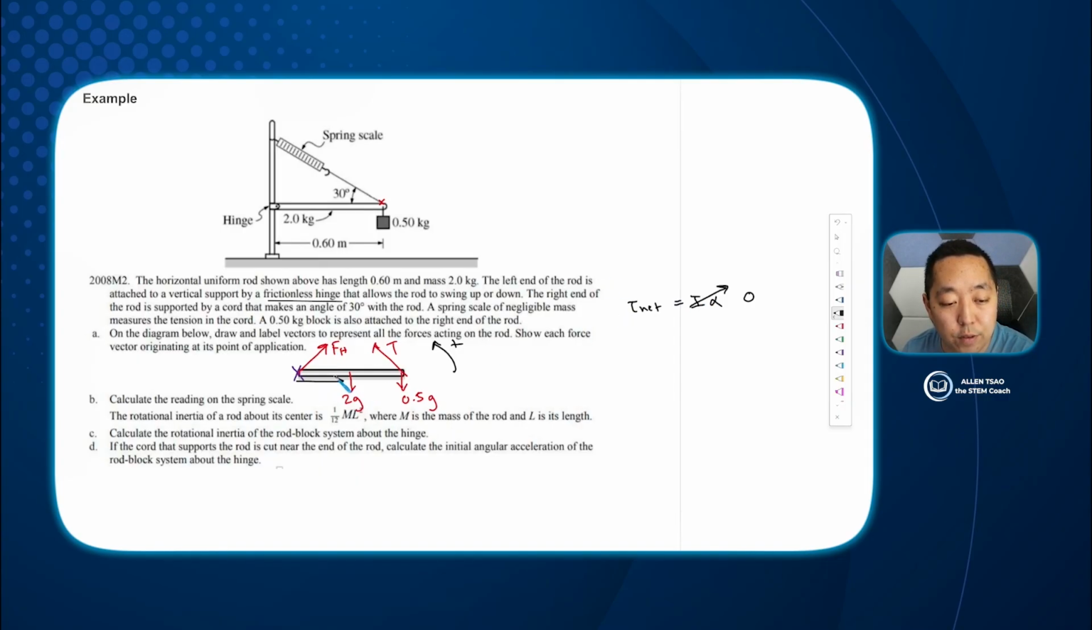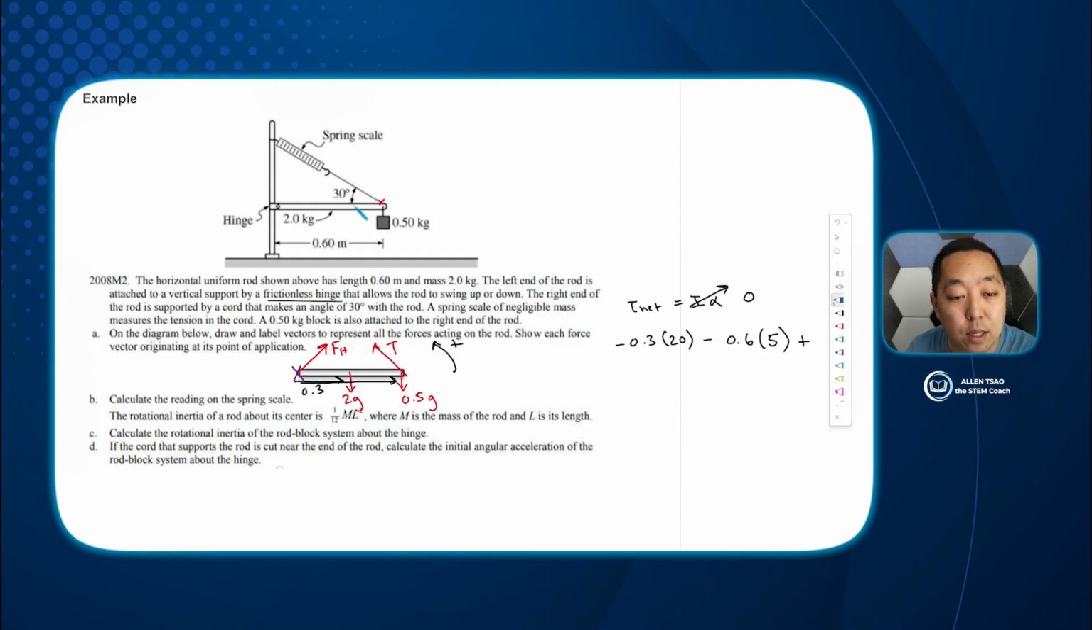The 2G, the R vector looks like this. That's 0.3 meters, half the distance of the rod. And that's a negative torque because pulling down there would cause the beam to rotate clockwise. So that's going to be negative 0.3 times 2G. And I'm just going to use G of 10 and make that 20. Then we're going to do the 0.5 G. That's also going to be a negative torque. It's going to be 0.6 because the distance from here to here is 0.6. It's already at a right angle. And then times 5.